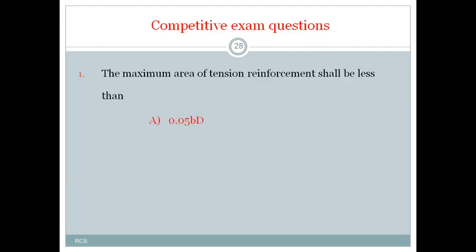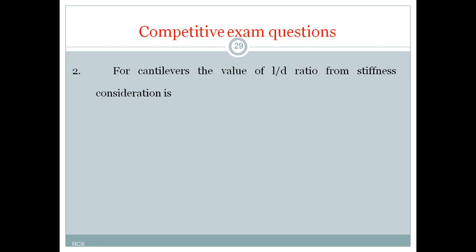Right. Next we have, as usual, some competitive exam questions which were asked in previous exams like ECET. The first question: the maximum area of tension reinforcement shall not exceed 0.04 BD. This is from the codal provision. As per IS 456-2000, the area should not exceed 4% of BD, the gross cross-sectional area. The second question is for a cantilever beam: the value of L by D ratio for stiffness, that is deflection consideration, is generally 7. Just now we have discussed that. Option A is correct.